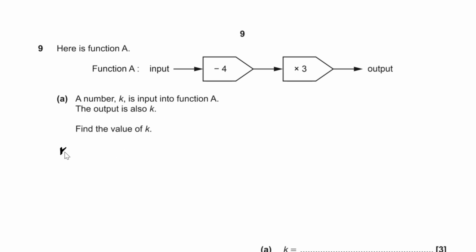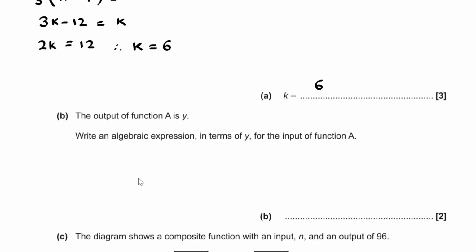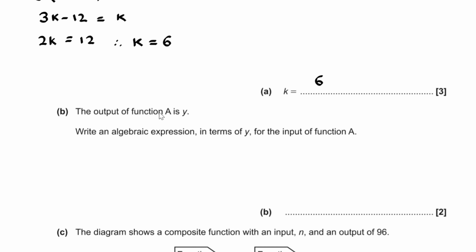Well, we'd have here k minus 4 multiplied by 3. This is equal to k. So we've got 3k minus 12 equals k. 2k is equal to 12, and therefore k is equal to 6. So we've got k equals 6.